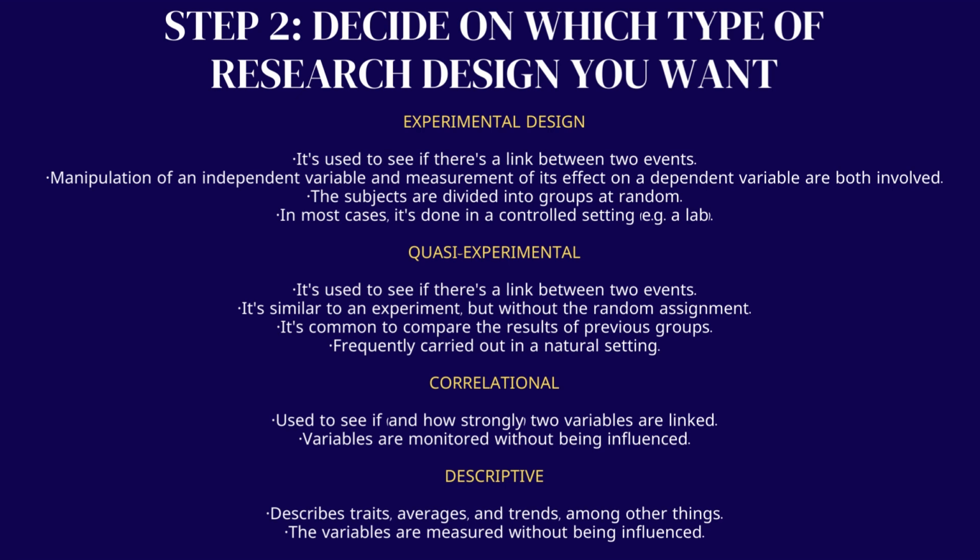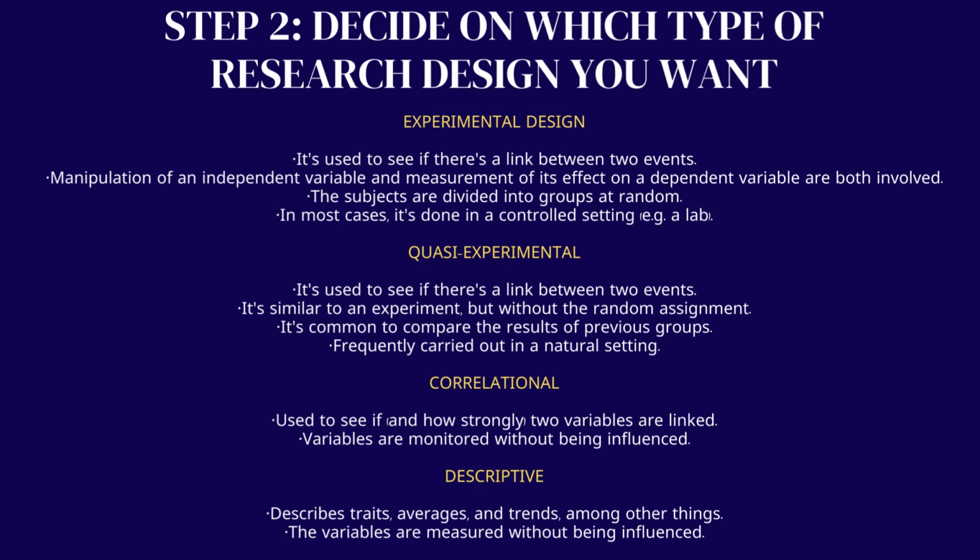Let us talk about some design styles and their characteristics and purpose. Experimental design. It's used to see if there's a link between two events. Manipulation of an independent variable and measurement of its effect on a dependent variable are both involved. The subjects are divided into groups at random. In most cases, it's done in a controlled setting, e.g. a lab.